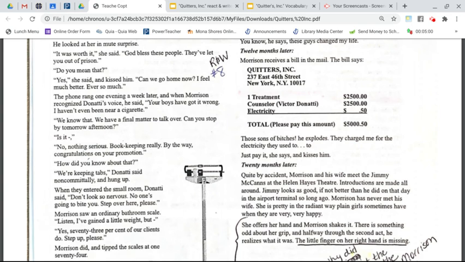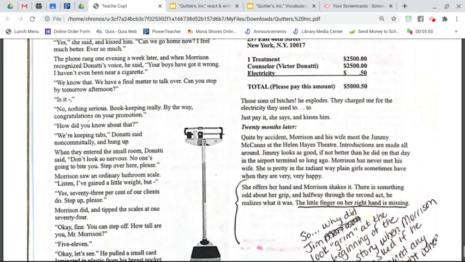20 months later, quite by accident, Morrison and his wife meet the Jimmy McCanns at the Helen Hayes Theater. Introductions are made all around. Jimmy looks as good, if not better, than he did on that day in the airport terminal so long ago. Morrison has never met his wife. She's pretty in a radiant way, plain girls sometimes have when they're very, very happy. She offers her hand and Morrison shakes it. There's something about her grip, and halfway through the second act, he realizes what it is. The little finger on her right hand is missing.